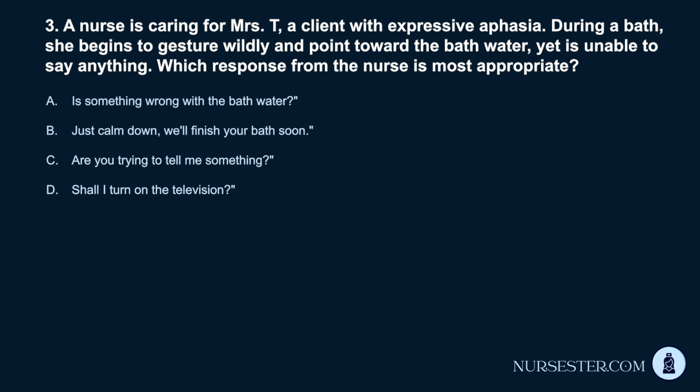3. A nurse is caring for Mrs. T, a client with expressive aphasia. During a bath, she begins to gesture wildly and point toward the bath water, yet is unable to say anything. Which response from the nurse is most appropriate? A. Is something wrong with the bath water? B. Just calm down, we'll finish your bath soon. C. Are you trying to tell me something? D. Shall I turn on the television? Correct answer: A. Is something wrong with the bath water?